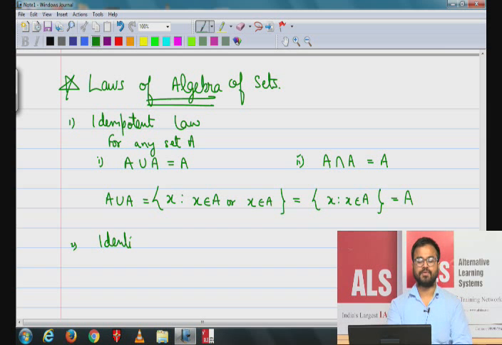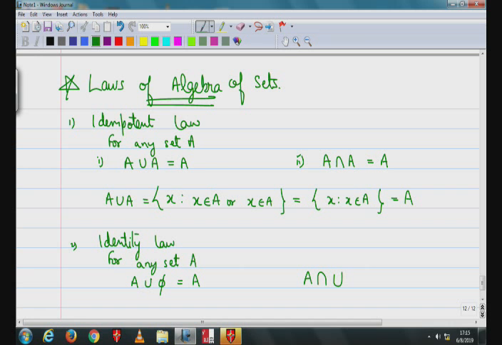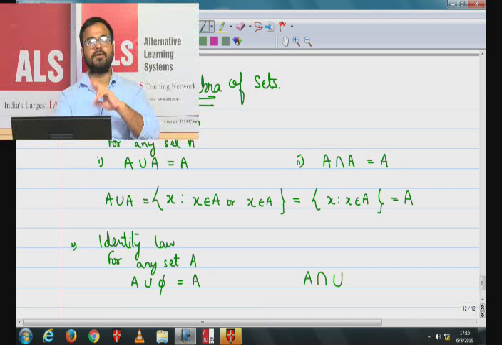Second one you can also prove in the same way. Now the identity law. It says for any set A, A union phi, the empty set, and the A, the union of this will be A, and A intersection U, the universal set and the set A, the common between universal set and set A will always be set A. Identity law, same thing we are getting.